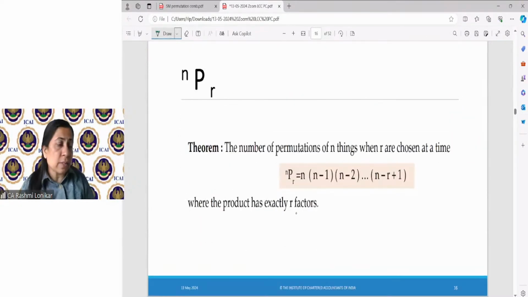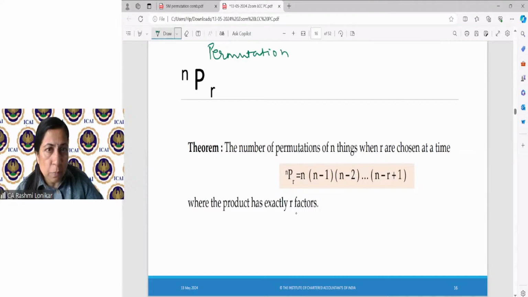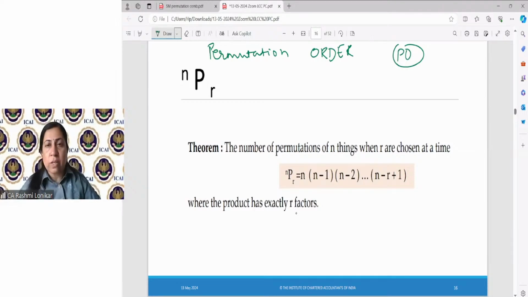So now let us come to the formula that we use. This is the formula for permutation. Permutation is when order is important. You can remember it with the acronym PO: permutation, order.